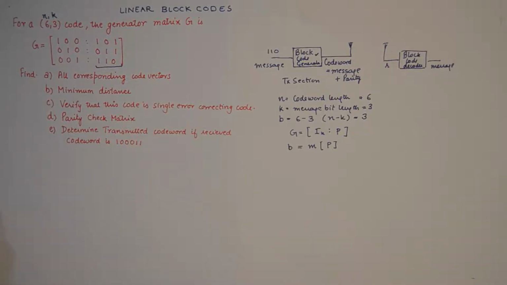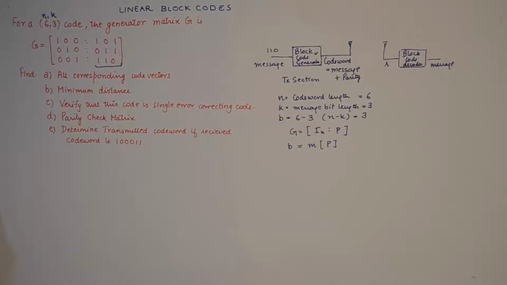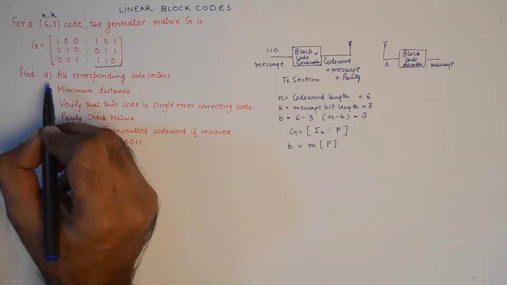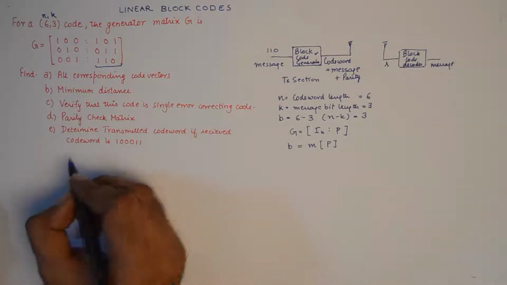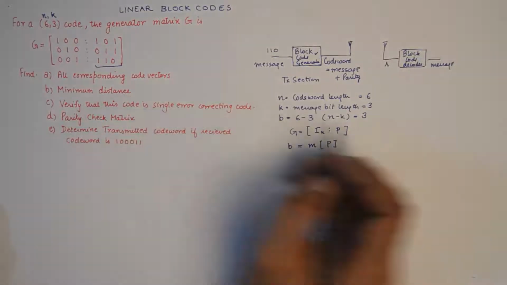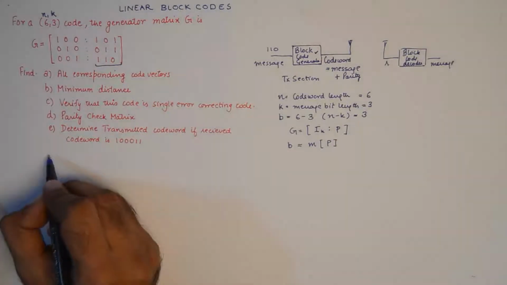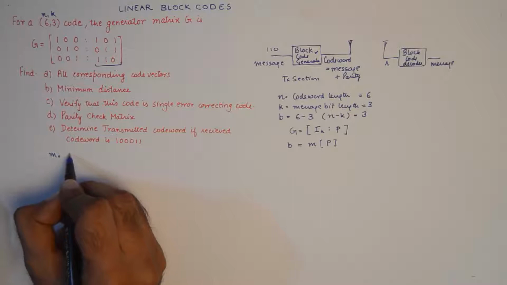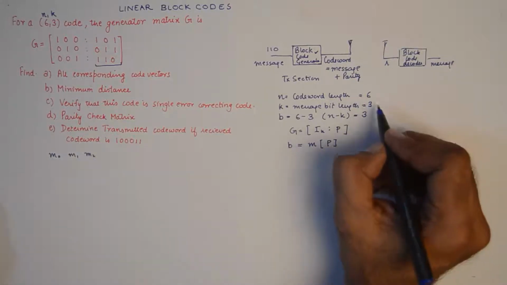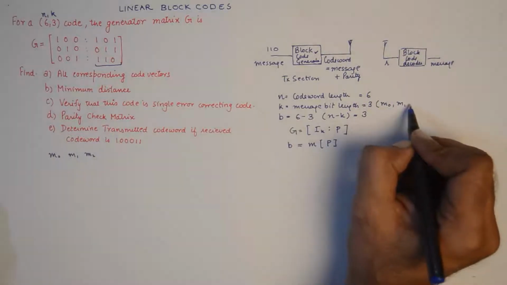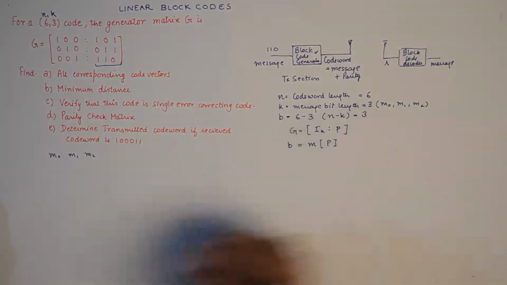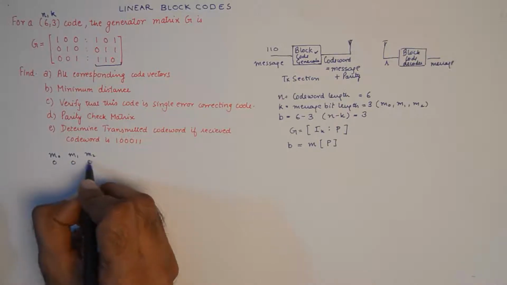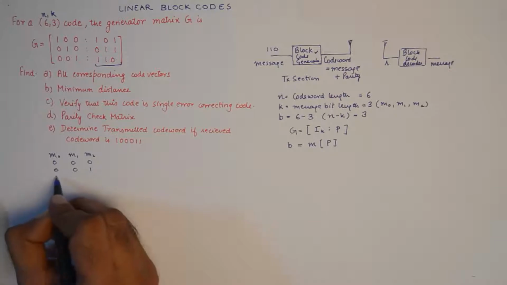we'll start this question so that we start to understand how the flow of the question goes. So the first part says you need to find all corresponding code vectors. Before we can find the code vectors, we need to understand how many messages we have. So for a message bit length of 3, which will be M0, M1, M2, a 3-bit message means it has 3 bits which are given by M0, M1, M2. We can have possibly 8 different messages ranging from 0, 0, 0 to 1, 1, 1.